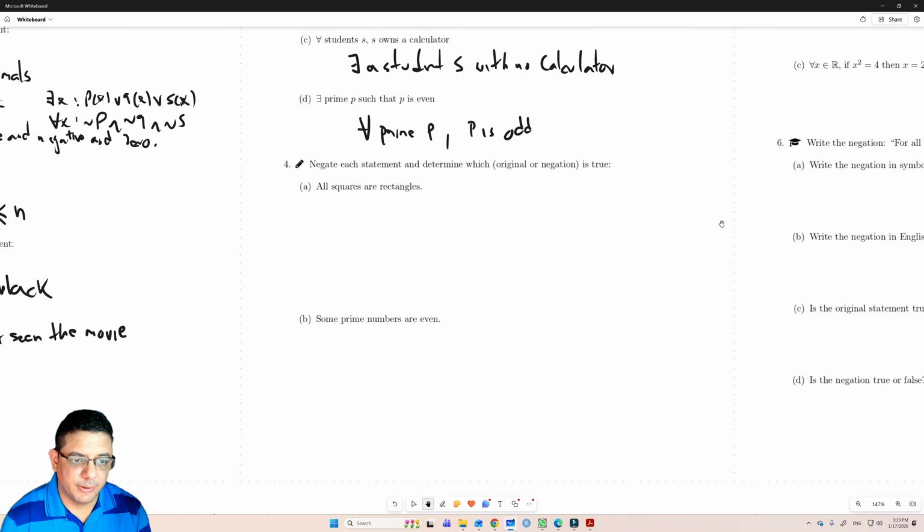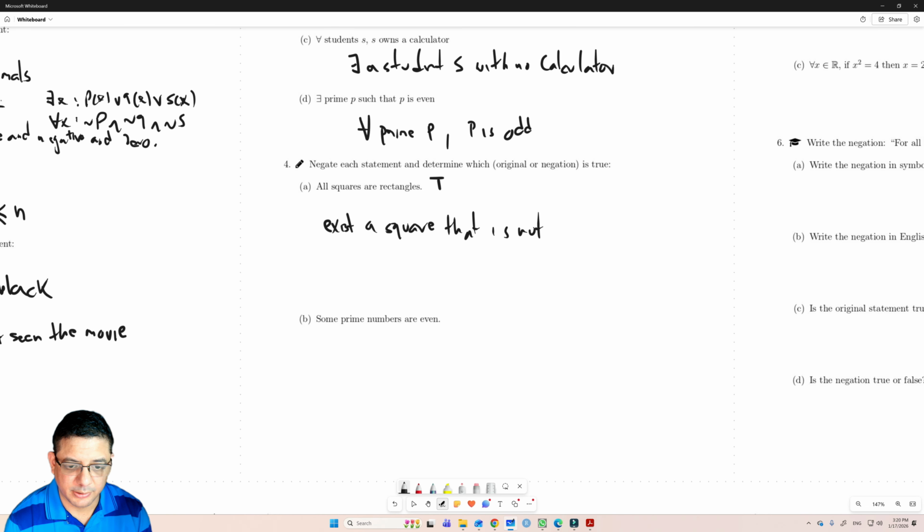Now, question number 4. We're going to negate each of these statements, and we're actually going to say here if this is true or false for the original. All squares are rectangles. This is true, by the way. And the negation of this will be: there exists a square that is not a rectangle. Of course, because the original is true, then this is going to be false, since the negation has to be false.